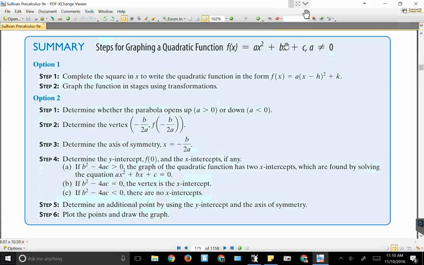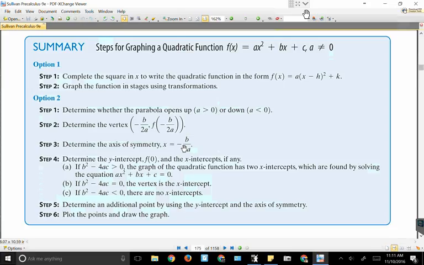You've got two options. You can complete the square and graph the function in stages using transformations. Always fun. Okay? Or, this takes a little bit more, but it avoids a lot of the nasty calculation that you end up having to deal with completing the square. Determine whether the parabola opens up or down. Determine the vertex. Determine the axis of symmetry. Well, the thing is, if you've got the vertex, you've got the axis of symmetry right then and there.